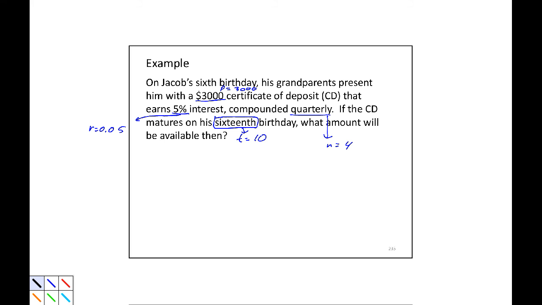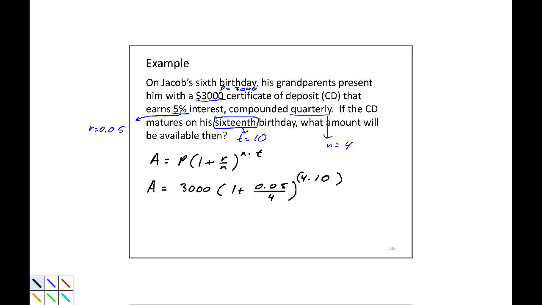So now let's take our formula. A equals P, open parentheses, 1 plus R over N, close parentheses, to the N times T. This means that A equals 3,000, that's our value of P, open parentheses, 1 plus, now we have a fraction of 0.05 divided by N, which we said is 4, since it's quarterly, close parentheses, to the N times T. Well, N is 4 and T is 10.